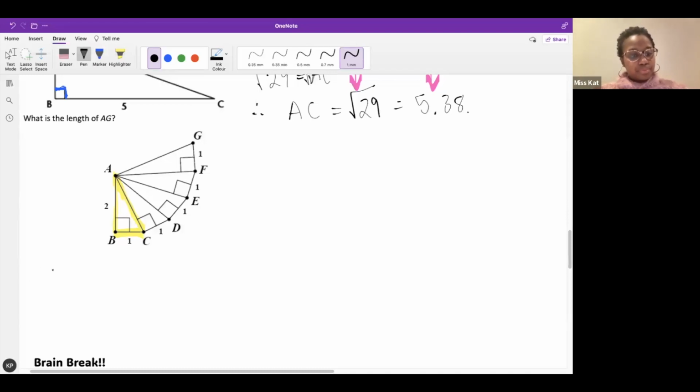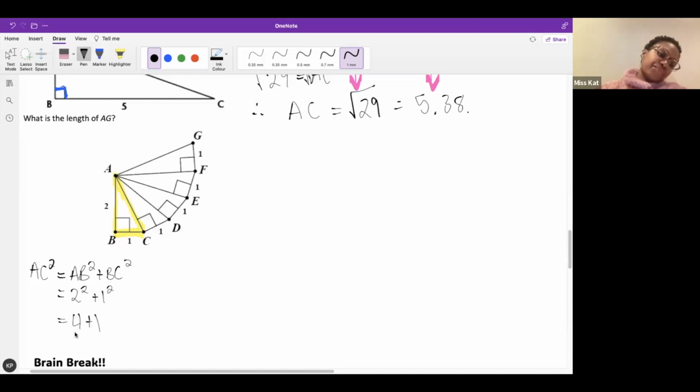AC squared is equal to AB squared plus BC squared. Beautiful, okay. AC squared is equal to 2 squared plus 1 squared. It's equal to 4 plus 1. Remember, 1 squared is 1 times 1. Okay. Which is equal to 5.